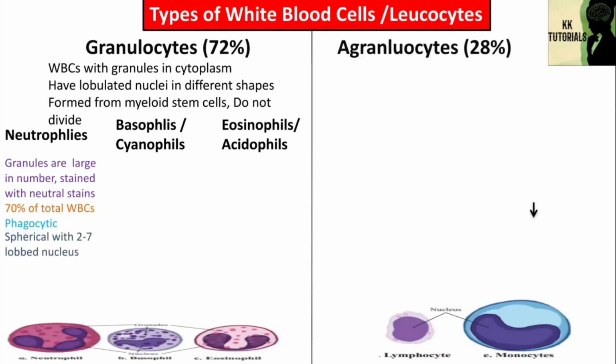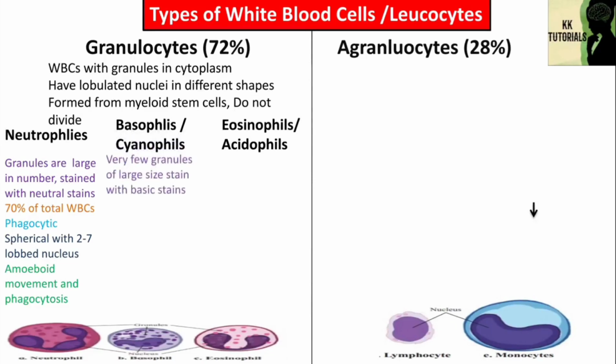Cells are spherical with a 2 to 7 lobed nucleus. They show amoeboid movement and phagocytosis. When we talk about basophils, which are also called cyanophils, they have very few granules of large size, stained with basic stains.